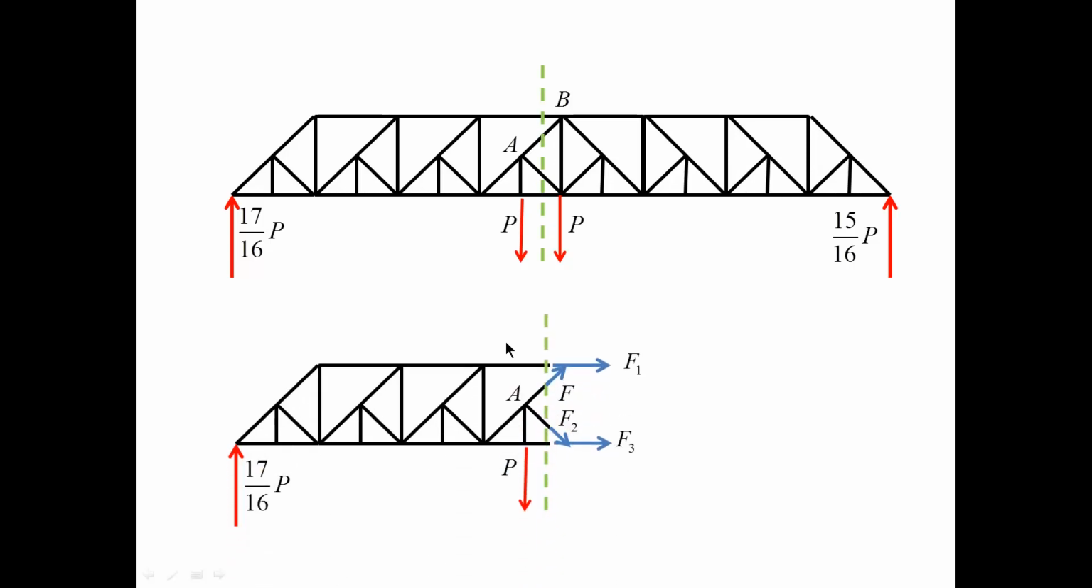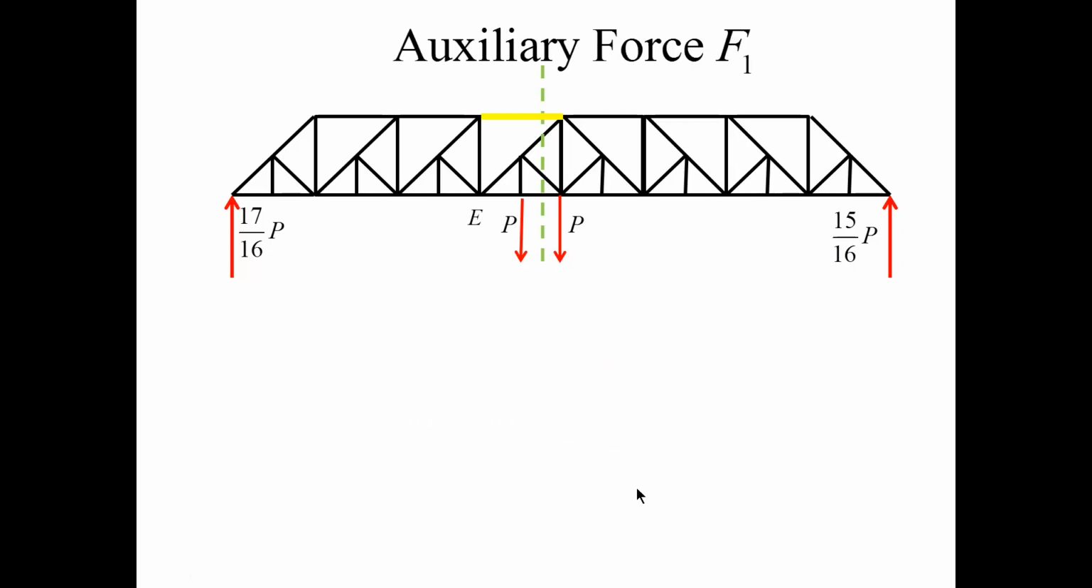And the resulting free body diagram, which involves the section to the left of the cut, involves 4 forces. The force of interest F, and then the auxiliary forces F1, F2, F3. So it is clear that to proceed, I need to compute one of the auxiliary forces. My first solution will involve the force F1, here denoted as the force in the yellow bar.